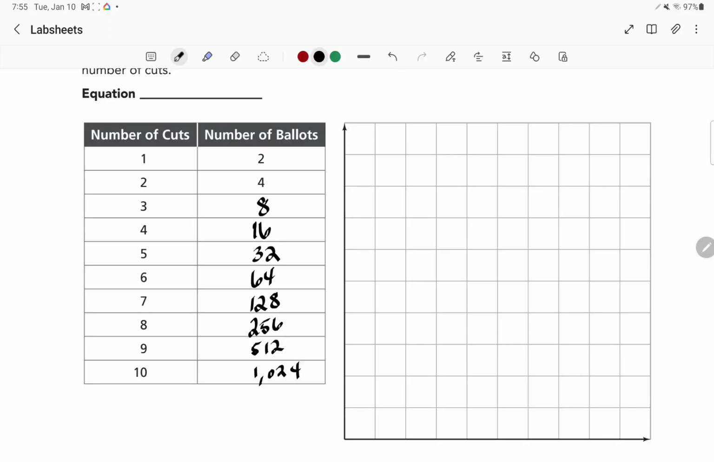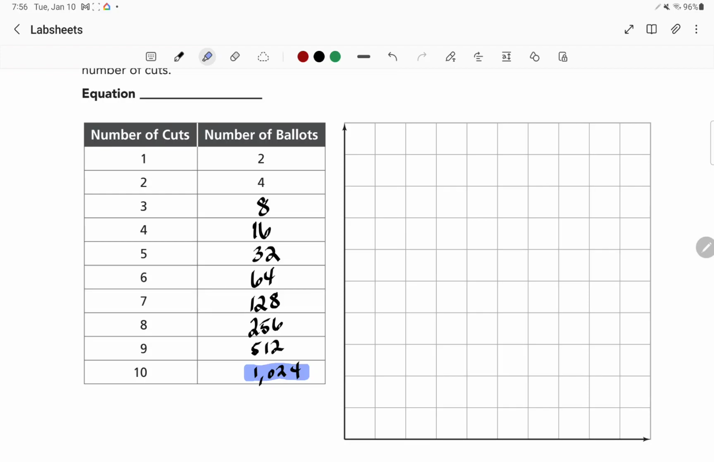So here's our table. We have the number of cuts 1 through 10 and the number of ballots. So after 10 cuts, you should see you have 1,024 ballots. Very little work to get a huge result, which is kind of cool. Just cutting a piece of paper or making 10 cuts. Now again, is that possible? No, because the thickness of the paper will be too thick. You won't be able to cut it. All right, so that is part A.